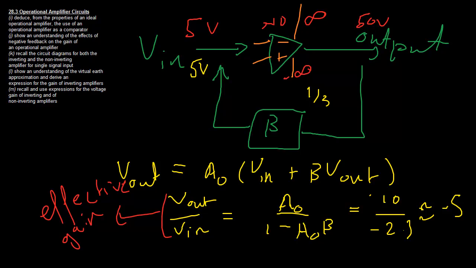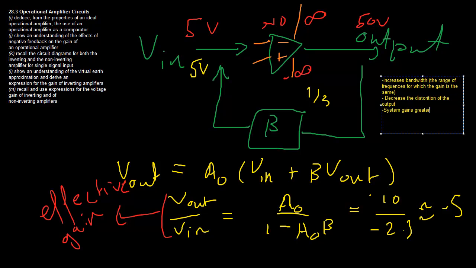And why do we want to do this? Well, there are a few benefits, which are probably most easily memorized. It increases the bandwidth, which, if you remember, is the range of frequencies for which the gain is the same. It decreases the distortion of the output, and it gives the system greater stability. So these are the reasons why we might use feedback, in terms of the benefits, without thinking about changing the gain itself.